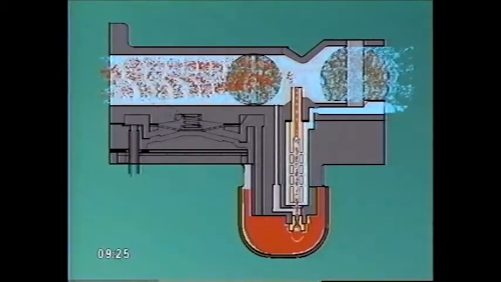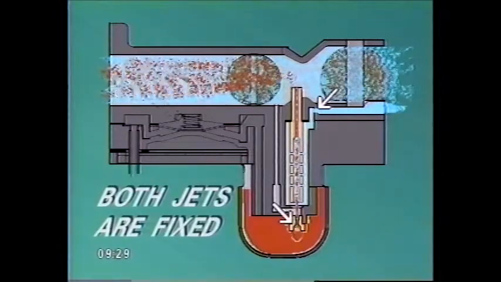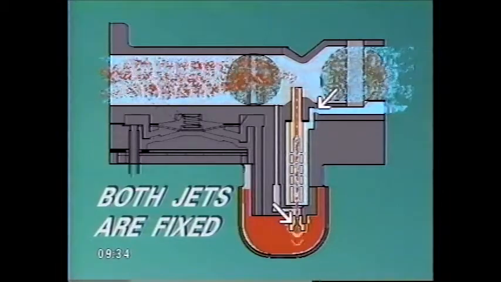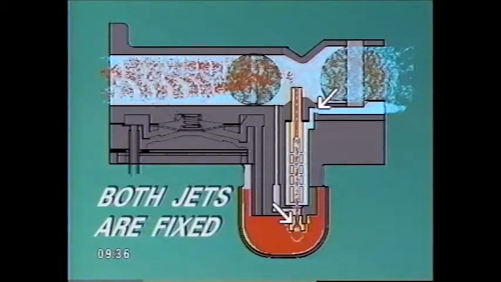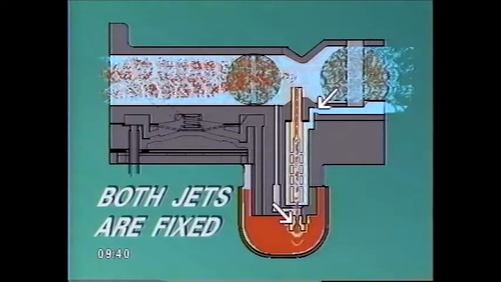Here's an important point to keep in mind. Both the main air jet and the main fuel jet are fixed. This means you cannot adjust either the fuel flow or the air flow. That's how the main, or high-speed circuit works on this carburetor.